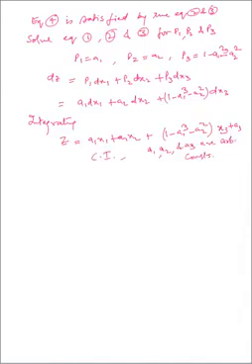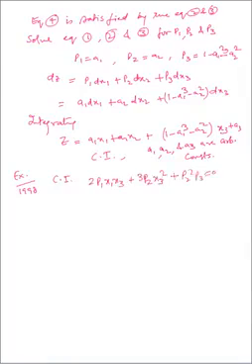Next example is of 1998. Find the complete integral of 2p1 x1 x3 plus 3p2 x3 square plus p2 square p3 is equal to 0. So this is f of x1 x2 x3, p1 p2 p3, which is equal to 0.